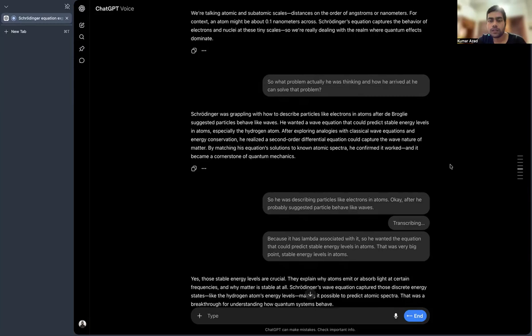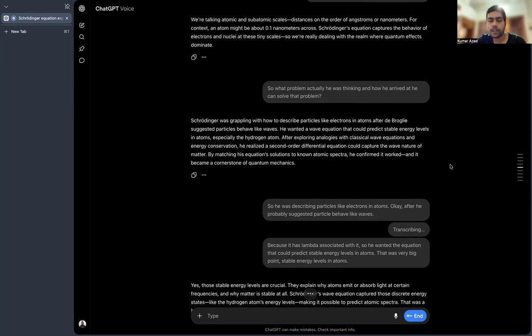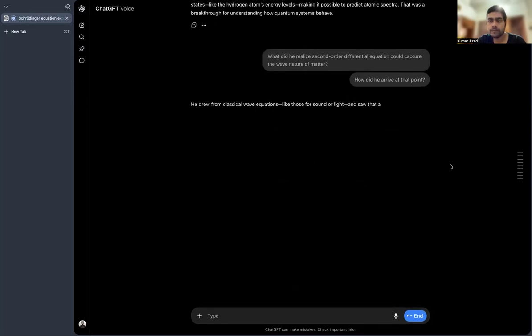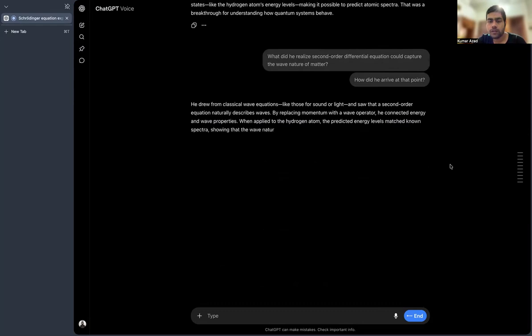Then what did he realize? A second-order differential equation could capture the wave nature of matter. How did he arrive at that part? He drew from classical wave equations like those for sound or light and saw that a second-order equation naturally describes waves. By replacing momentum with a wave operator, he connected energy and wave properties. When applied to the hydrogen atom, the predicted energy levels matched known spectra, showing that the wave nature of matter was captured by this equation.